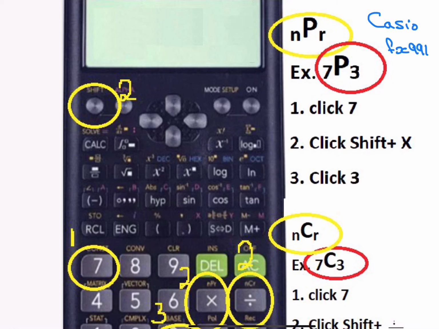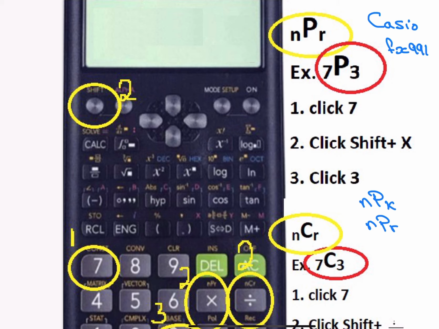Okay. So as I told you in the previous slides, I'm going to teach you how to use the calculator to calculate this NPR and NCR. Also, as I told you earlier, some of the universities or schools or institutes are using the simple NPK and some are using NPR.